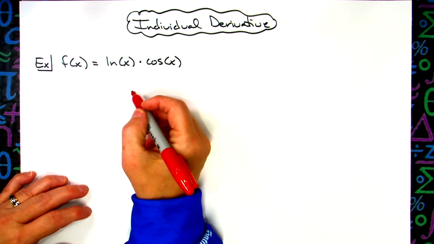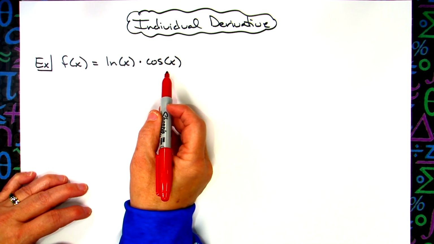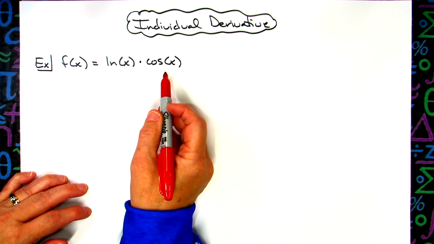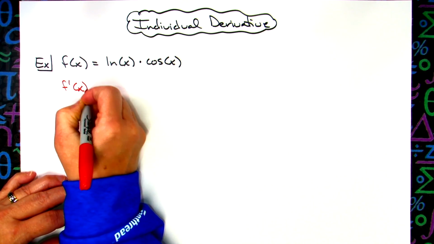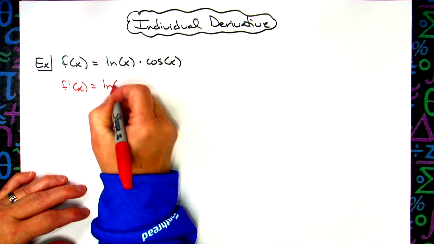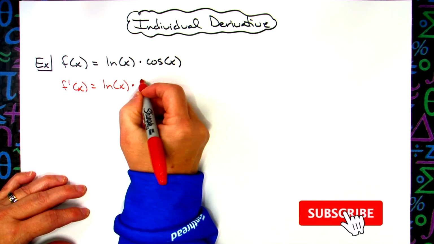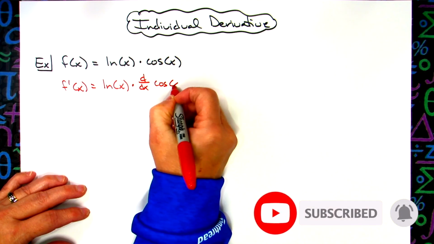In this video, we're going to take a look at an individual derivative. It's going to be a straight product rule here, so nothing too fancy, just what you would find in a Calc 1 class. So f prime of x, we're going to implement that product rule, so we'll take the first term, multiply it by the derivative of the second term, so d/dx of that cosine of x.